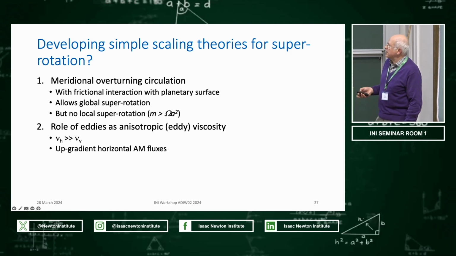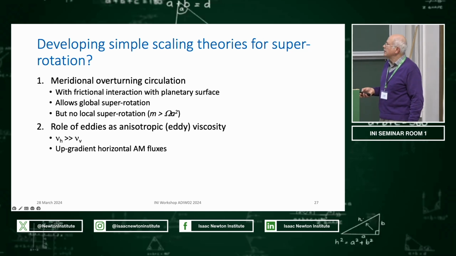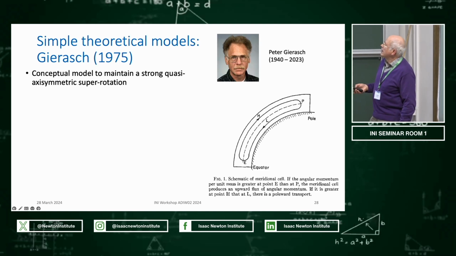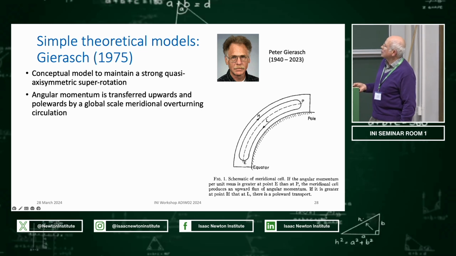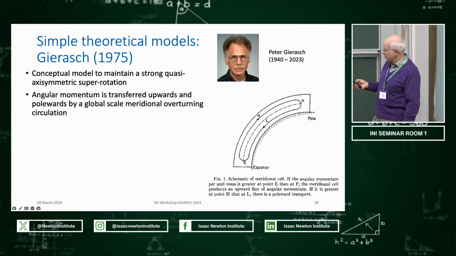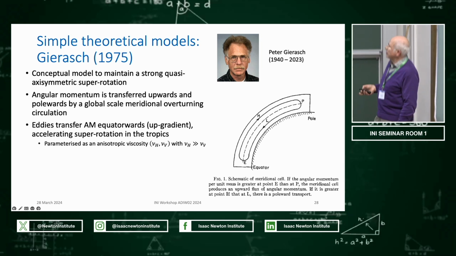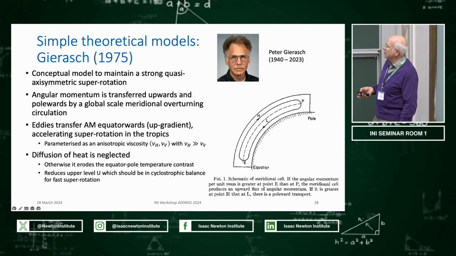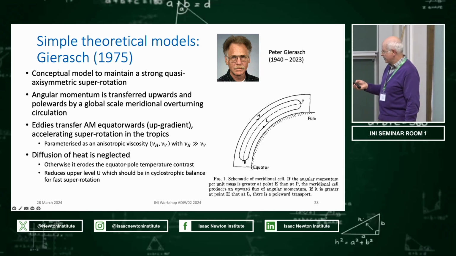Now, if we add some representation of eddies, as for example an anisotropic eddy viscosity, in which we allow for a horizontal diffusion coefficient that is much larger than the vertical coefficient, this is going to allow us to have upgradient diffusive angular momentum fluxes. And this was an idea that was first put forward by Peter Gierasch in the 1970s. So his concept was really just to have angular momentum transferred upwards and polewards by this overturning circulation, and then have eddies transferring angular momentum preferentially equatorwards, parameterized as this anisotropic viscosity. And in his case, he had to ignore the diffusion of heat.